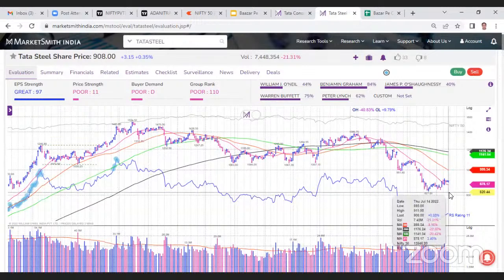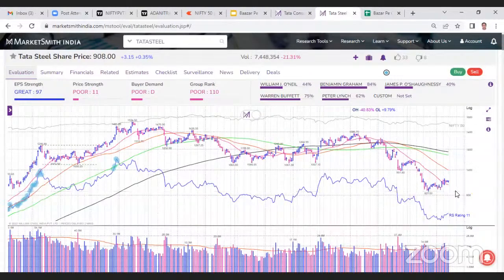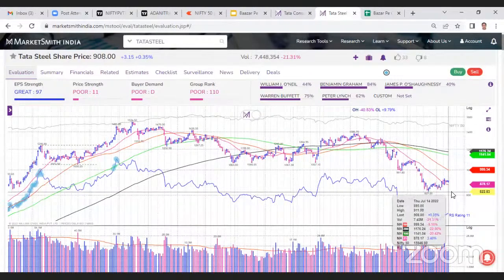But sentiment-wise, it is in negative territory, and it is not that easy to move into bullish territory, because the 200 DMA itself is 22% up and the 100 DMA is 20% up.